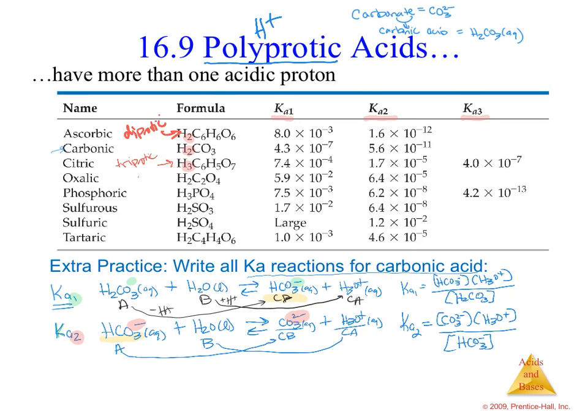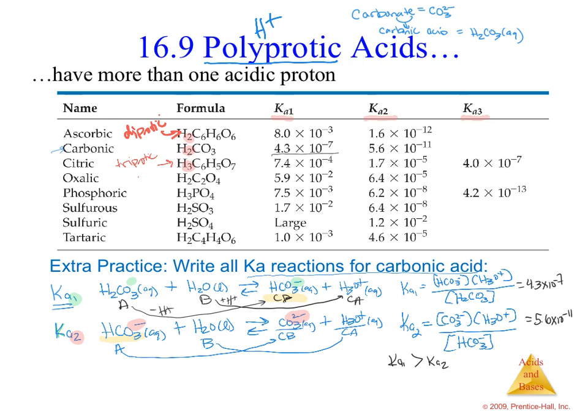And let's talk a minute about the numerical values. So for carbonic acid, I can see my Ka1, 4.3 times 10 to the negative 7th, and my Ka2, 5.6 times 10 to the negative 11th. So I can see that my Ka1 is always going to be greater than Ka2.